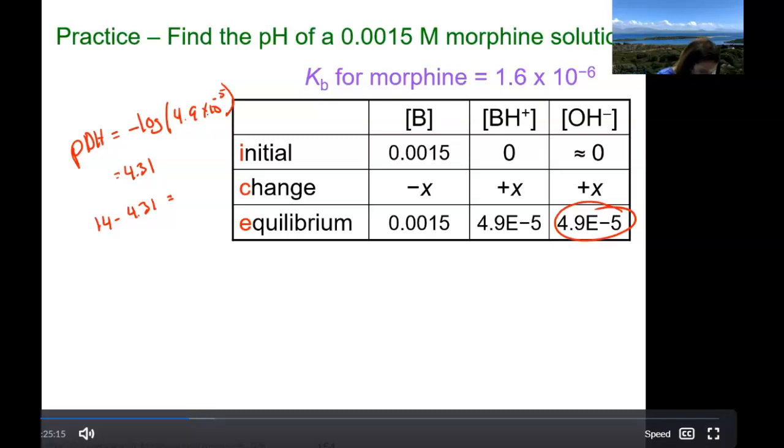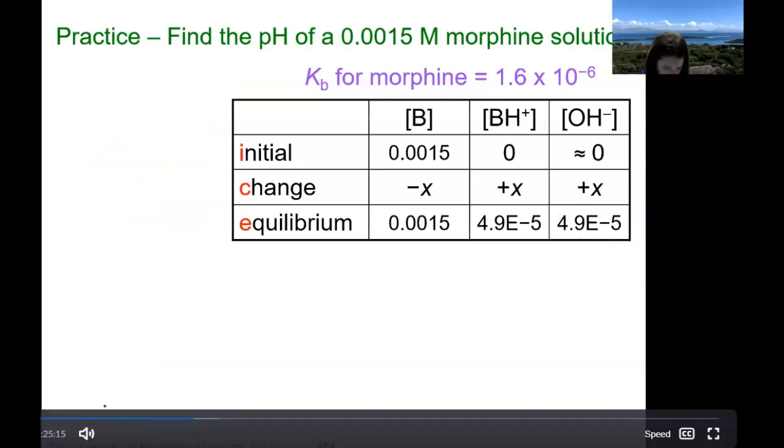14 minus 4.31 is 9.69. Okay, so when you're doing this problem, if you get a number smaller than 7, something's gone wrong. If you get a number bigger than 14, something's gone wrong, right? You kind of know your number has to be in between 7 and 14, because this is a base and this is pH. Those are the only options, right? So if it's anywhere outside of 7 to 14, something has gone wrong.